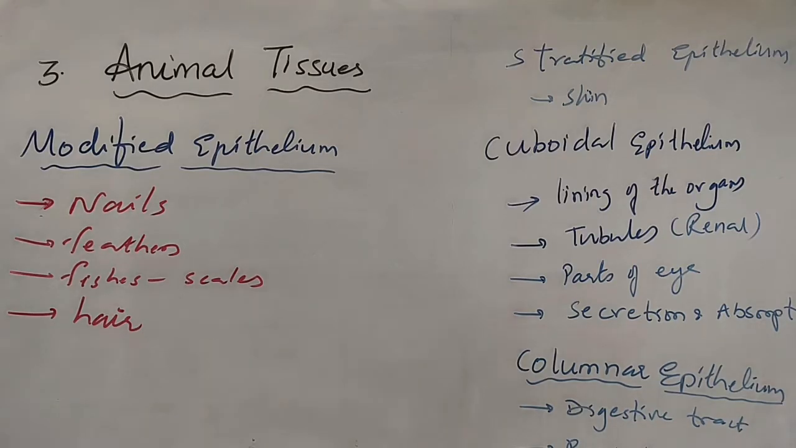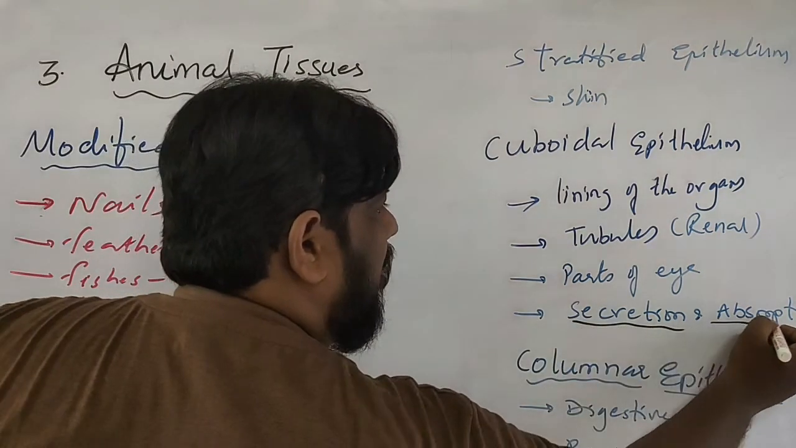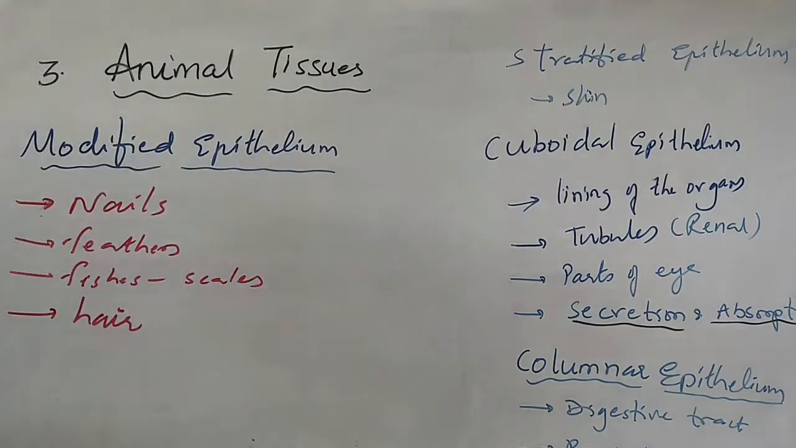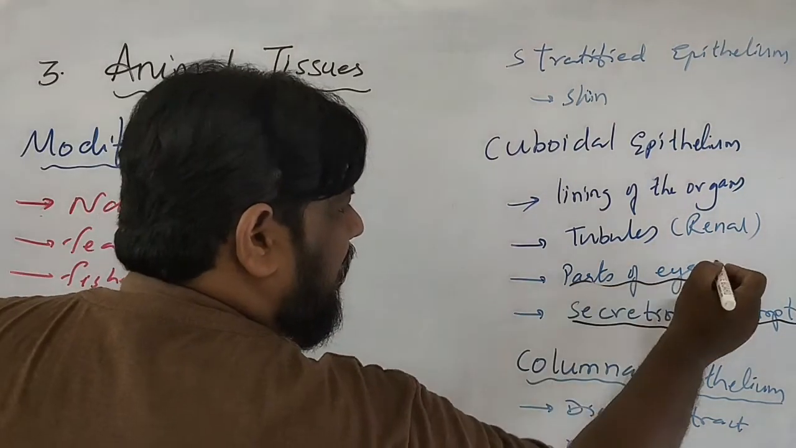Okay, children, so we have studied till about the stratified epithelium, right? So the second one is the cuboidal epithelium. It is basically present in the lining of the organs, especially in the renal tubules. They are especially helpful in the secretion and absorption of the materials. Okay, and this kind of lining is also present in the parts of the eyes.